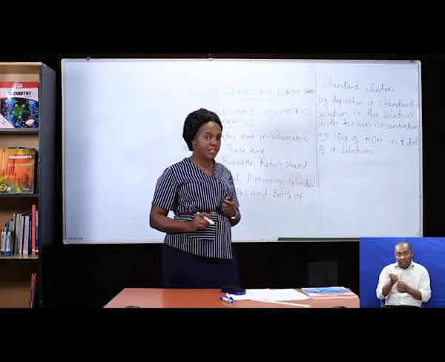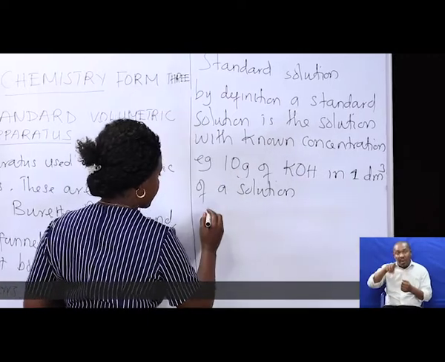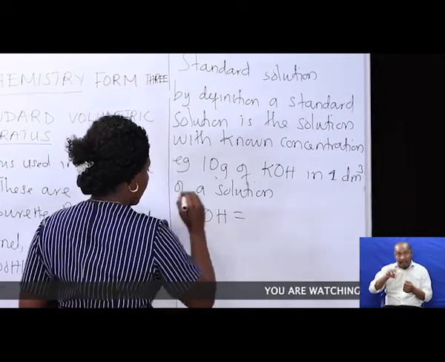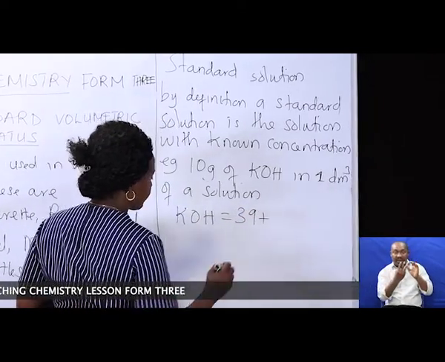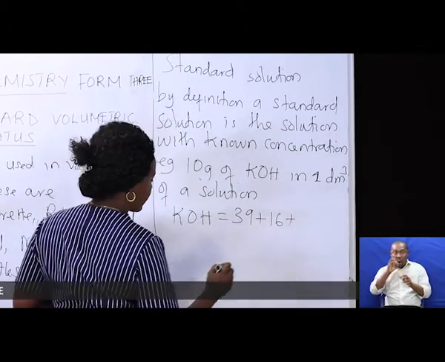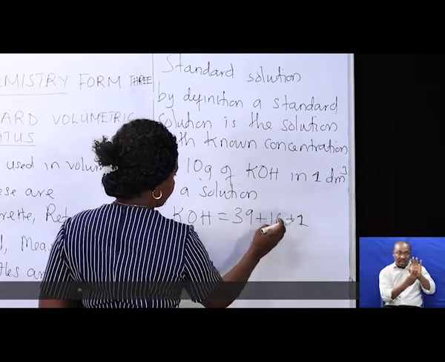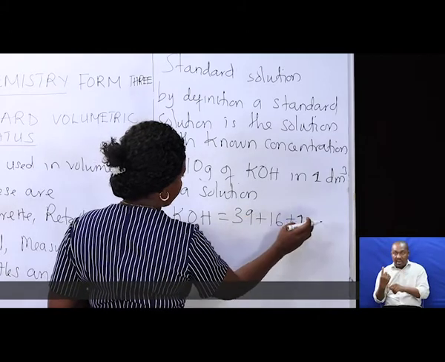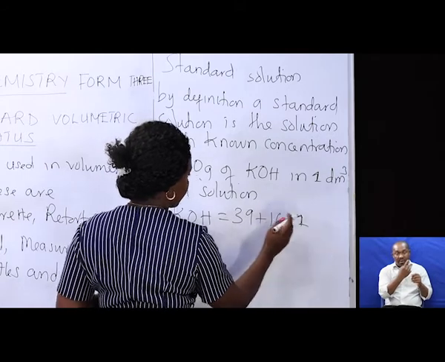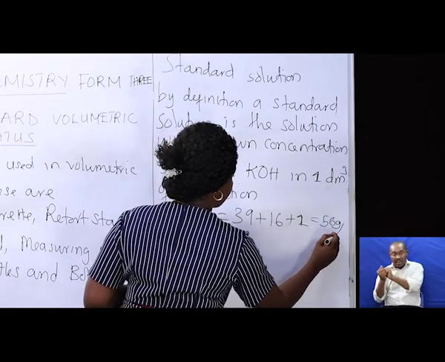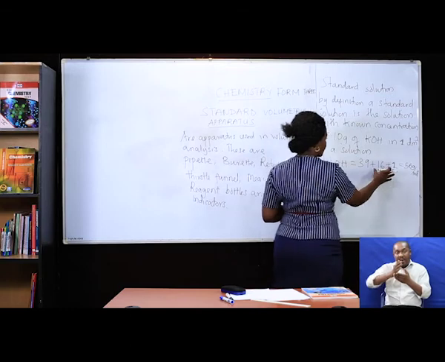Then from the mass concentration, remember we know how to calculate the molar mass of potassium hydroxide. What is the mass of potassium? It is 39. What is the mass of oxygen? It is 16. What is the mass of hydrogen? It is 1. So it is 39 plus 16 plus 1, which makes 56 grams per mole. So that is the molar mass of potassium hydroxide.